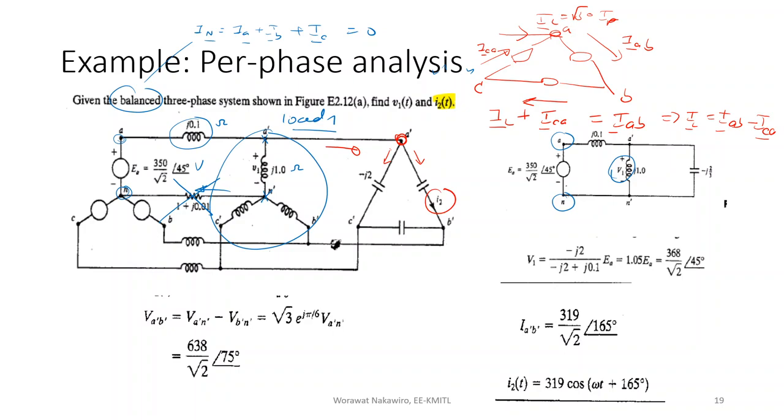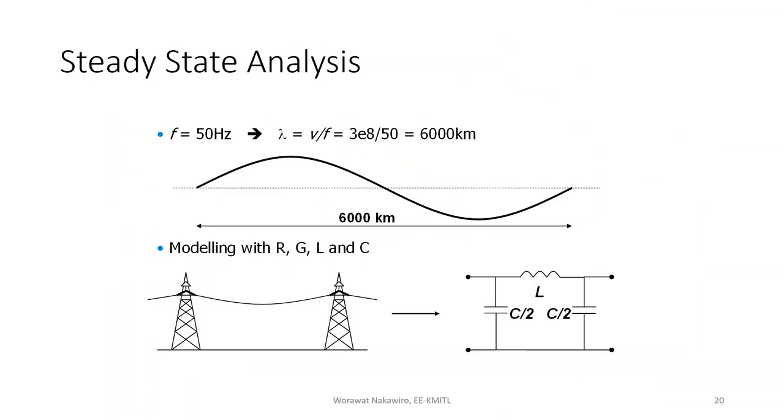Now when we see the steady state analysis, this is what you learned from your circuit part already: most of the time during this course you are dealing with AC steady state problems at a frequency of 50 hertz. The wavelength of 50 hertz is very long. When we compute it from the speed of light, 3×10⁸ meters per second, with the frequency of 50 hertz, the wavelength is almost 6,000 kilometers.